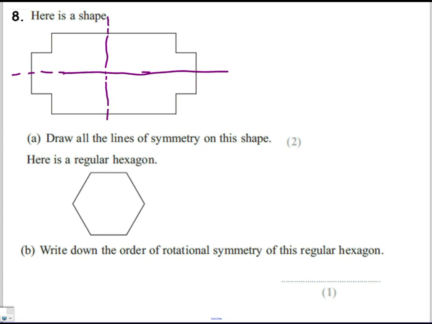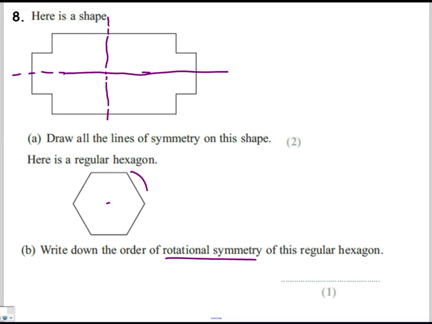For a hexagon, write down the order of rotational symmetry. So rotational symmetry is, if I stuck a pin in the center, how many times would the shape map onto itself as I spun it around the center? And here, because it's a hexagon, it would do that 6 times.